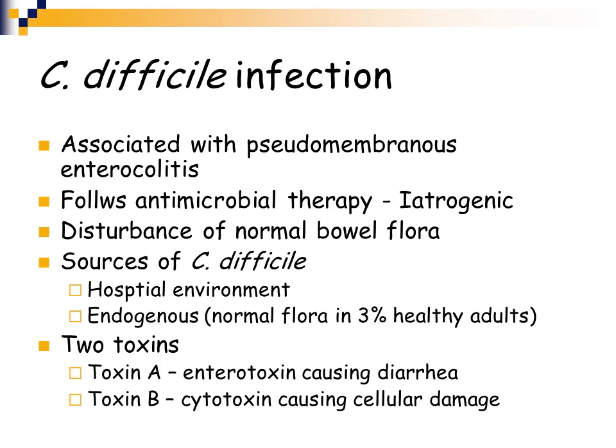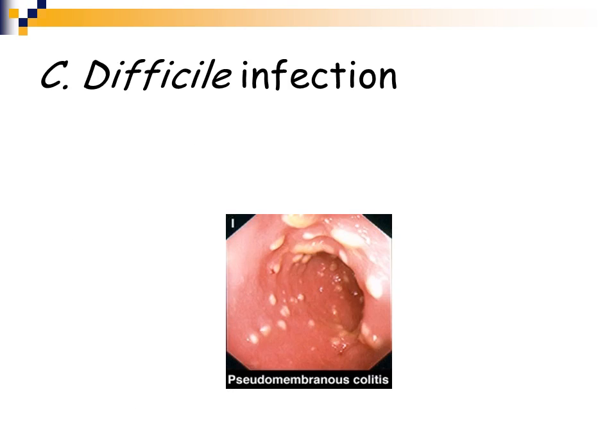Now, Clostridium difficile has the ability to produce two different toxins. Toxin A, which is an enterotoxin that causes diarrhea, and toxin B, which is a cytotoxin that causes cellular damage. And here is the typical pseudomembranous enterocolitis that might be caused by Clostridium difficile, where you get inflamed intestines and some ulcerations, and from what I've heard, this is an incredibly painful infection.